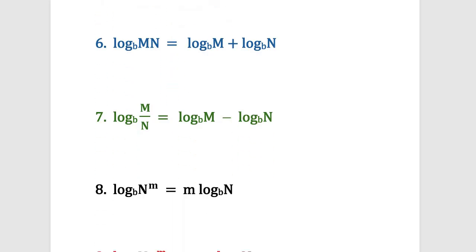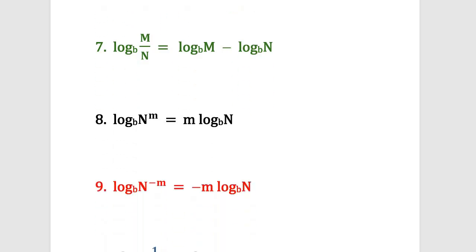Formula number 6, log b base m times n equals log b base m plus log b base n. In case of multiplication, the two logs are added. Formula number 7, log b base m by n equals log b base m minus log b base n. So in case of division, the logs are subtracted from each other. The term in the numerator comes first and the term in the denominator comes second in the subtraction.